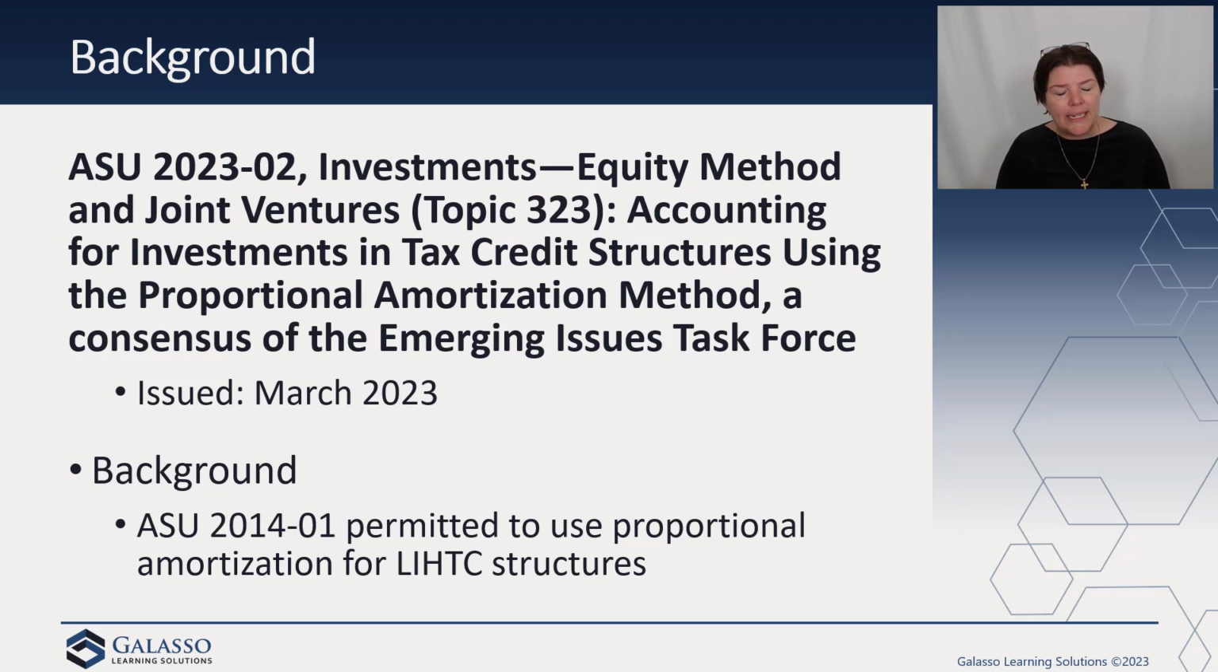it was very limited. In addition, there was feedback that was provided around the low-income housing tax credits that are not using the proportional amortization method. All of the accounting for low-income housing tax credits was in subtopic 323-740. Remember, 740 being the income tax topic. And so subtopic 323-740 had all low-income housing tax credit investments, whether they were using the proportional amortization method or not. And people were like, shouldn't they be in other topics? Why are they located here?